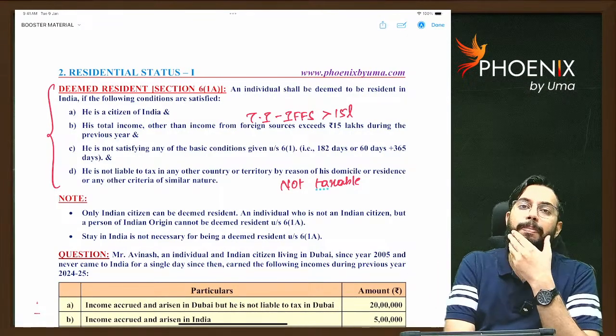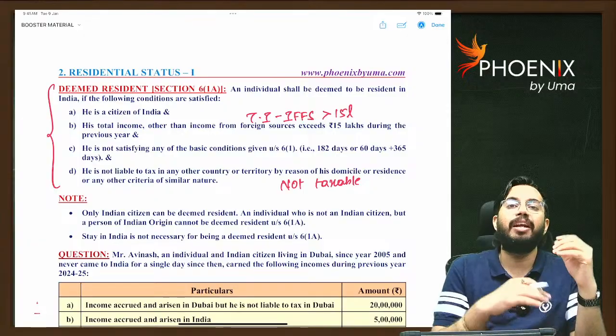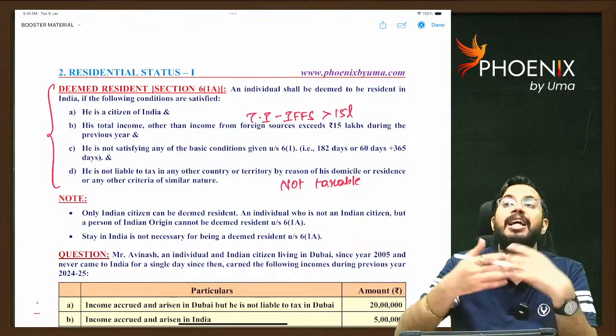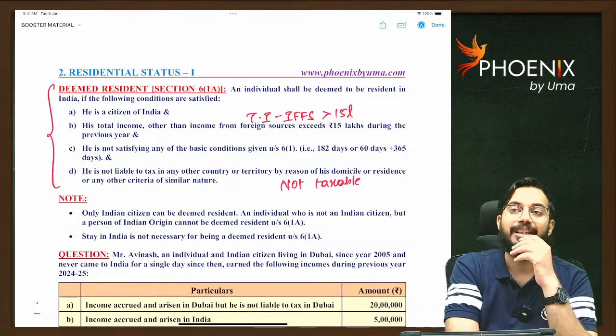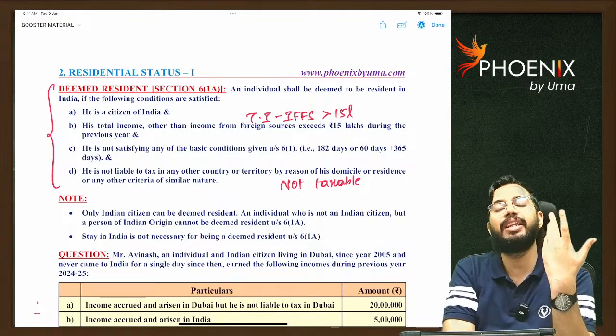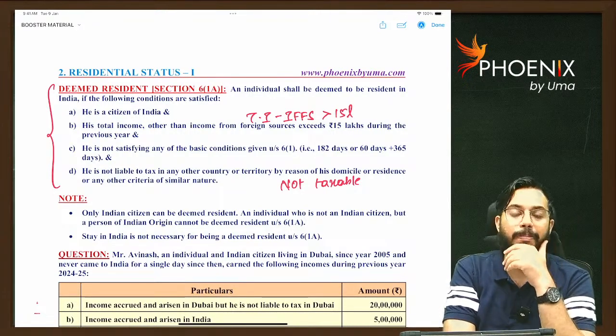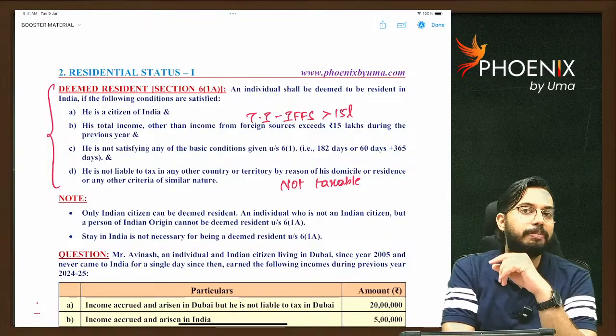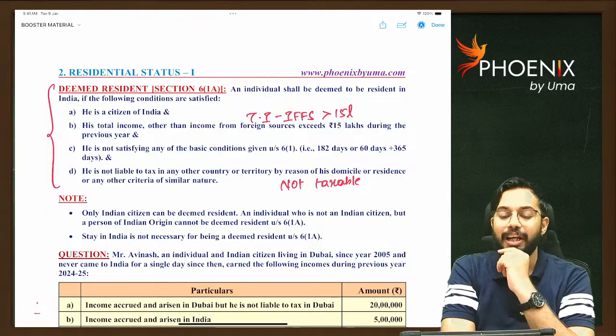So what many people are doing, they are becoming non-resident in multiple countries and they are not at all paying taxes. They are taking advantage of international tax laws. Everywhere they are becoming non-resident and they are not paying taxes. To catch those people, the deemed resident concept was introduced.